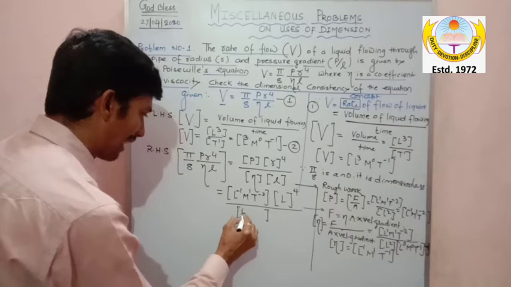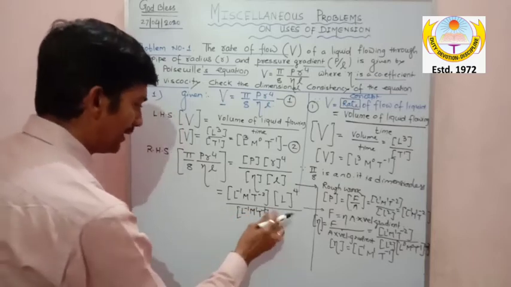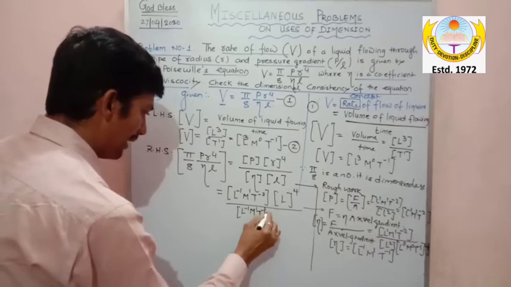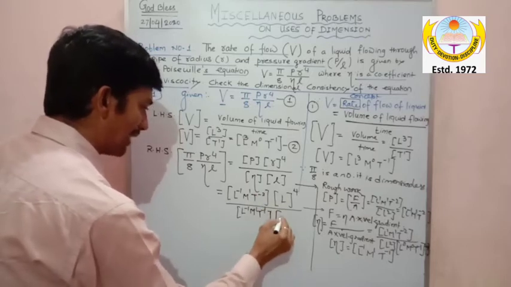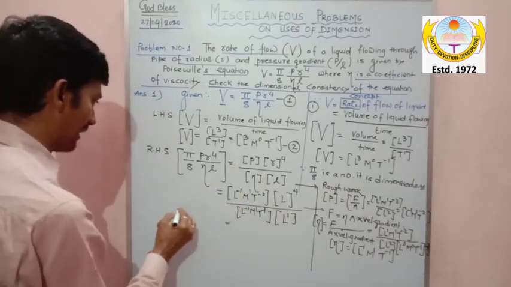So here eta is L power minus 1, M power 1, T power minus 1, into the dimension of L, that is L power 1. So now what dimension am I getting for the right-hand side?